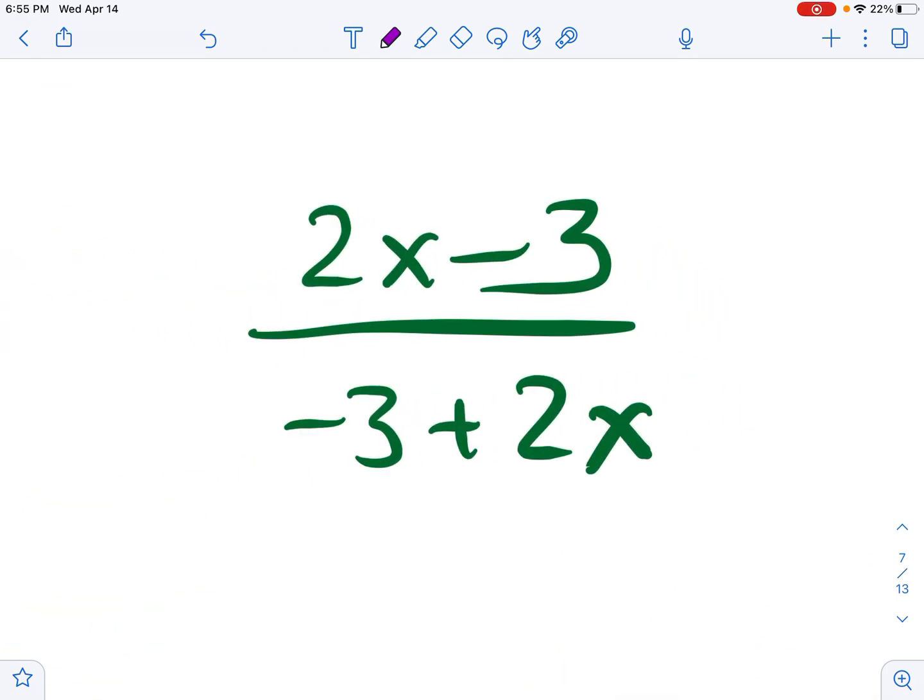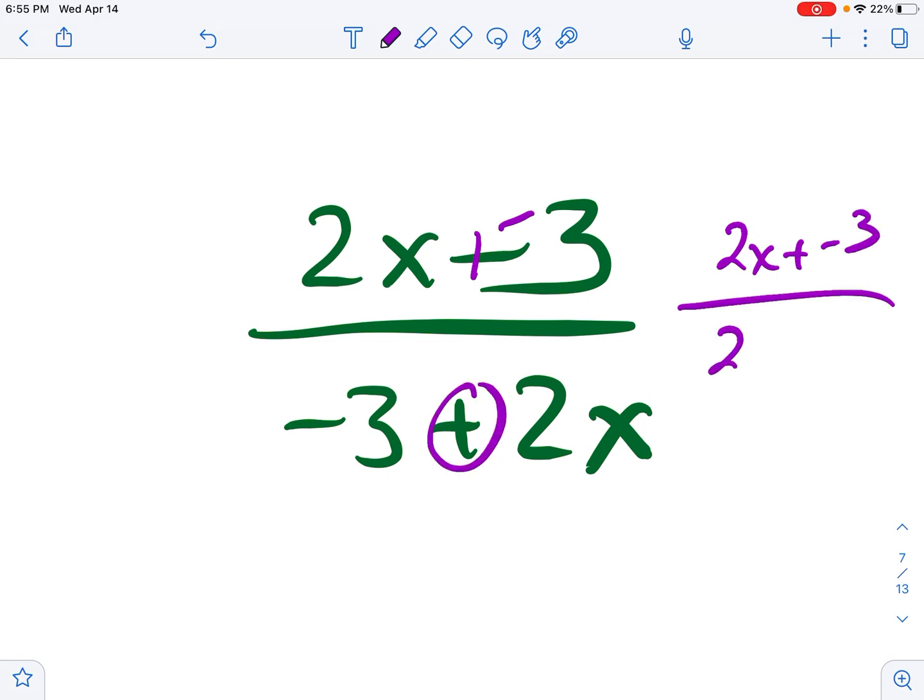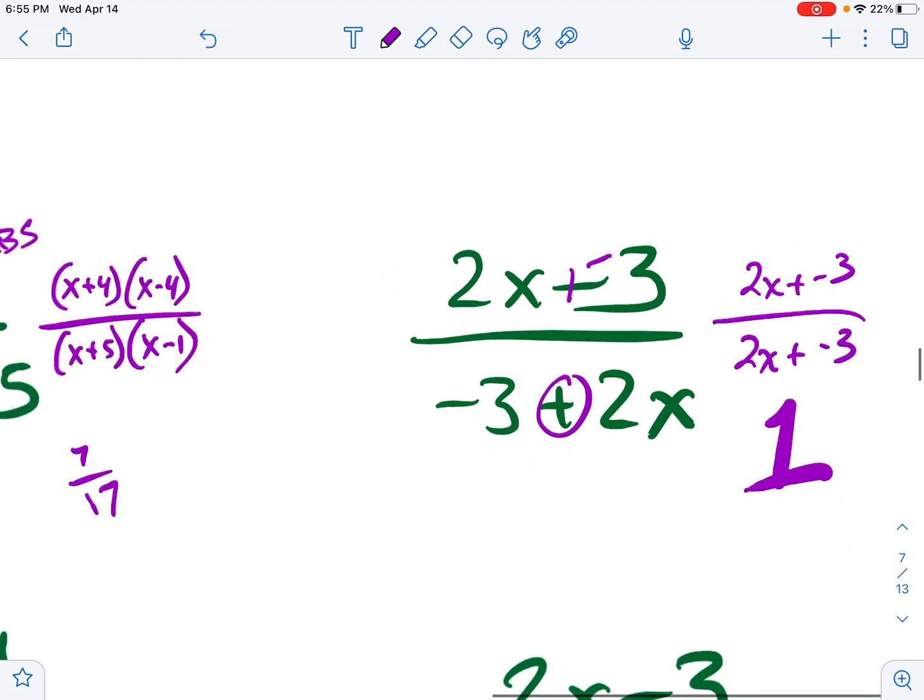All right, 2x minus 3, and then a negative 3 plus 2x. Okay, is this one of those deals we were just talking about where it's subtraction and it's backwards? Well, let me change everything to addition of the inverse and check it out. So this is 2x plus a negative 3, and then if I rearrange this, then I'd have 2x plus a, oh, negative 3. So this is just equal to 1. Okay, cool.